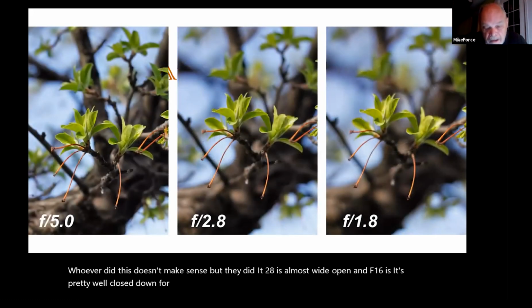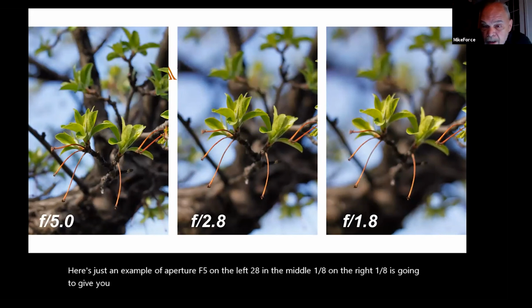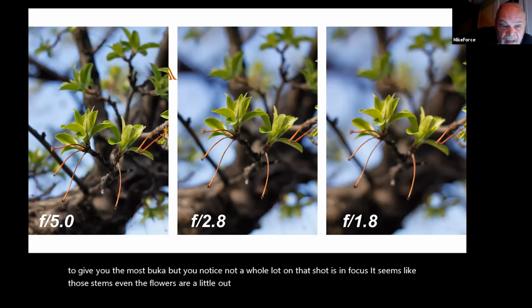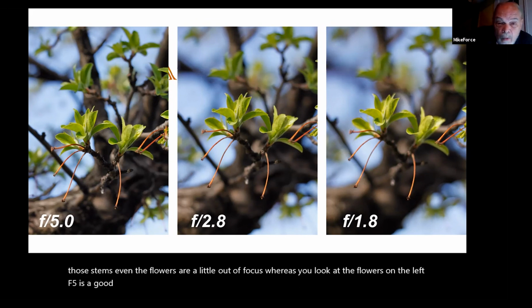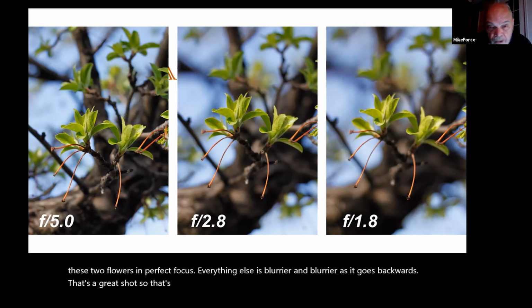So here's just an example of aperture: f5 on the left, 2.8 in the middle, 1.8 on the right. 1.8 is going to give you the most bokeh, but you notice not a whole lot on that shot is in focus. It seems like those stems, even the flowers, are a little out of focus. Whereas you look at the flowers on the left, f5 is a good shot. I think f5 might have been the way to go because you get these two flowers in perfect focus. Everything else is blurrier and blurrier as it goes backwards, and it's a great shot. So that's just an example of what that does to you.